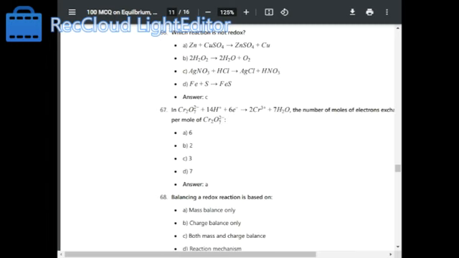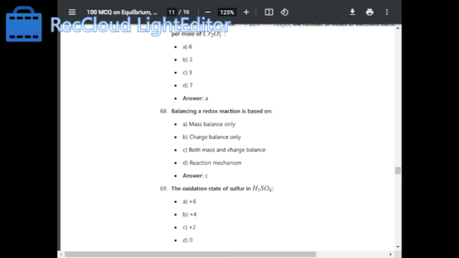Question number 68. The balancing of a redox reaction is based on: option A, mass balance only; option B, charge balance only; option C, both mass and charge balance; option D, reaction mechanism. The correct answer is C, both mass and charge balance.